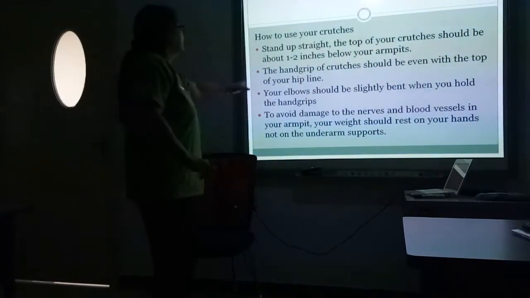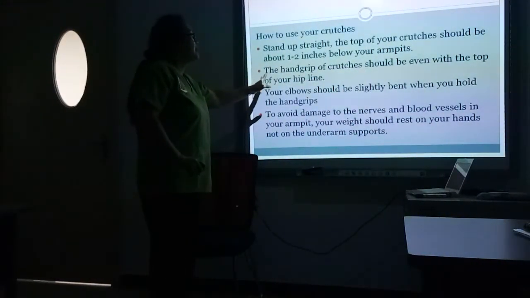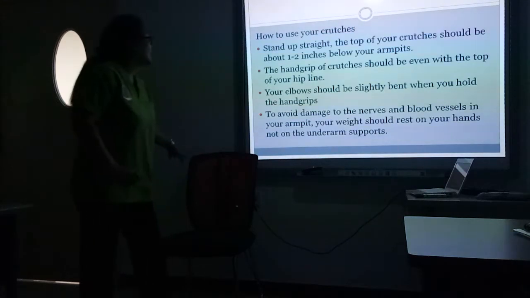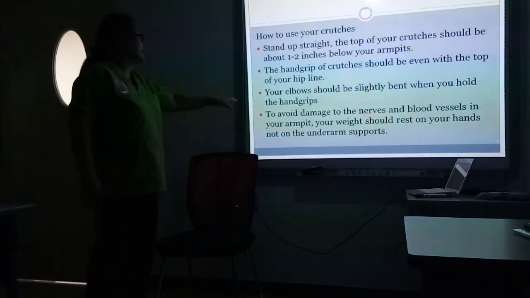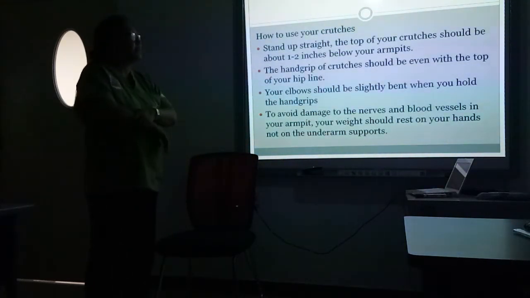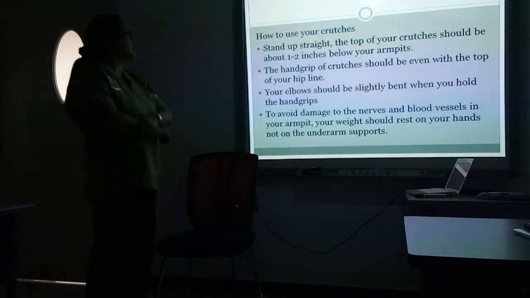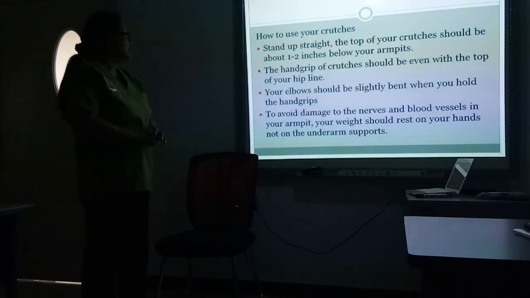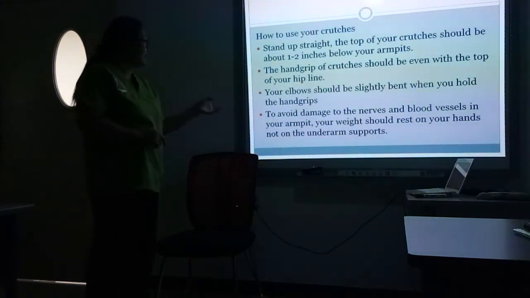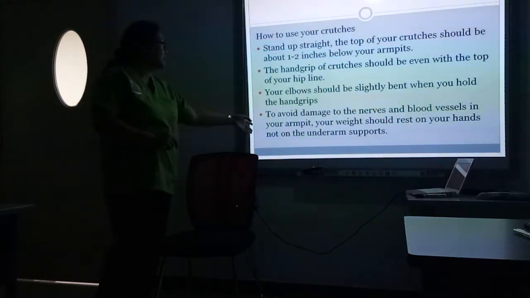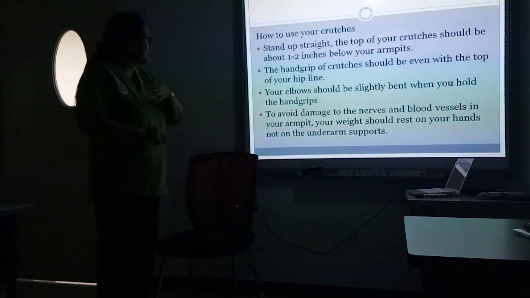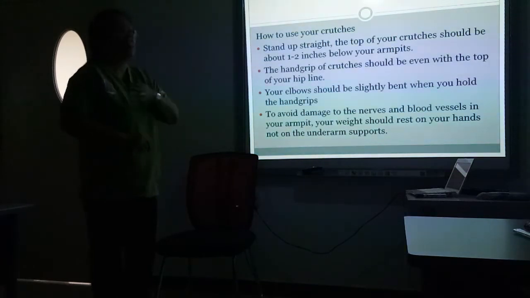Okay, next. The hand grip of the crutch should be even with the top of your hip line. Okay. Your elbow should be slightly bent, okay, when you hold the hand grips. To avoid damage of the nerves and blood vessels, ito na sinasabi ko, your weight should rest on your arms and not in your underarm.